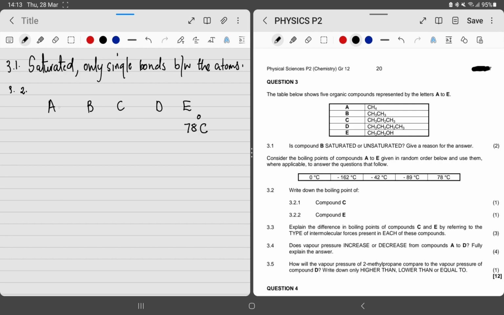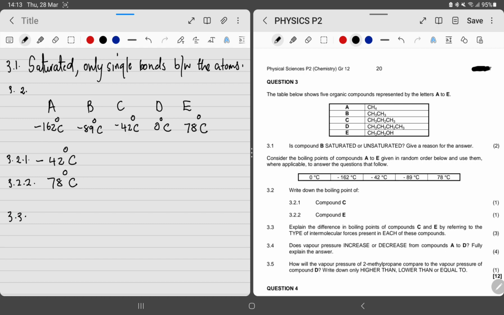So it is going to be minus 162 degrees Celsius, and then followed by minus 89. And then C is going to be minus 42. And then the last one is 0. That is going to be the order. 3.2.1. Write down the boiling point of compound C. That is going to be minus 42 degrees. 3.2.2. For E, that is 78 degrees.